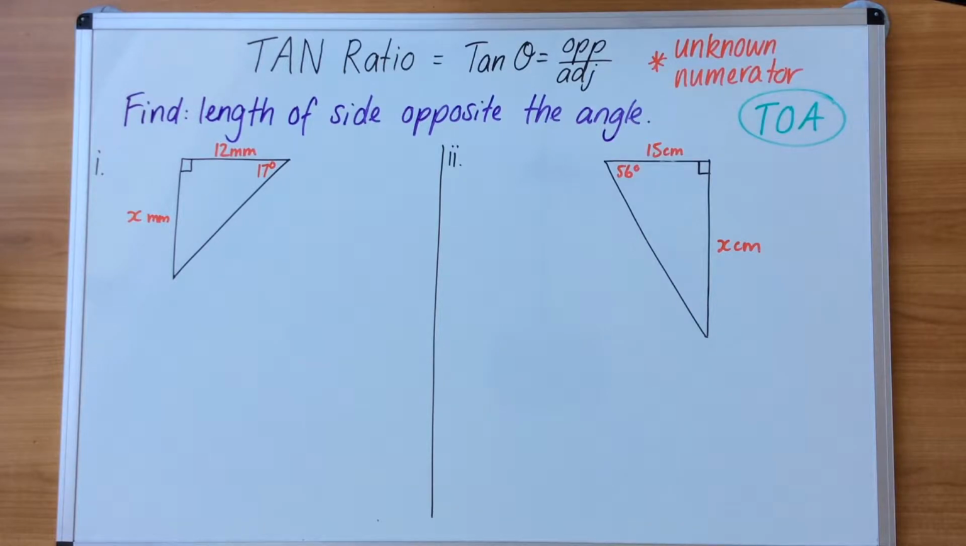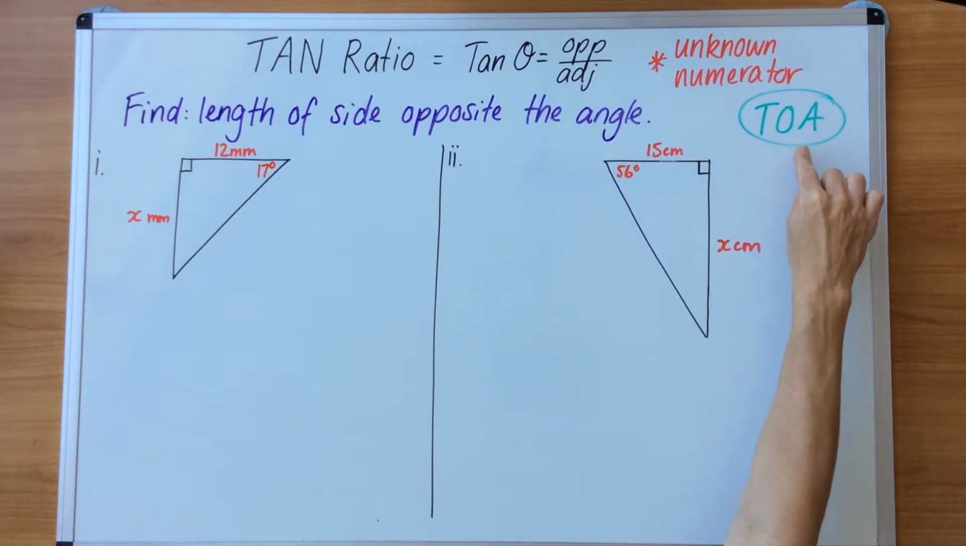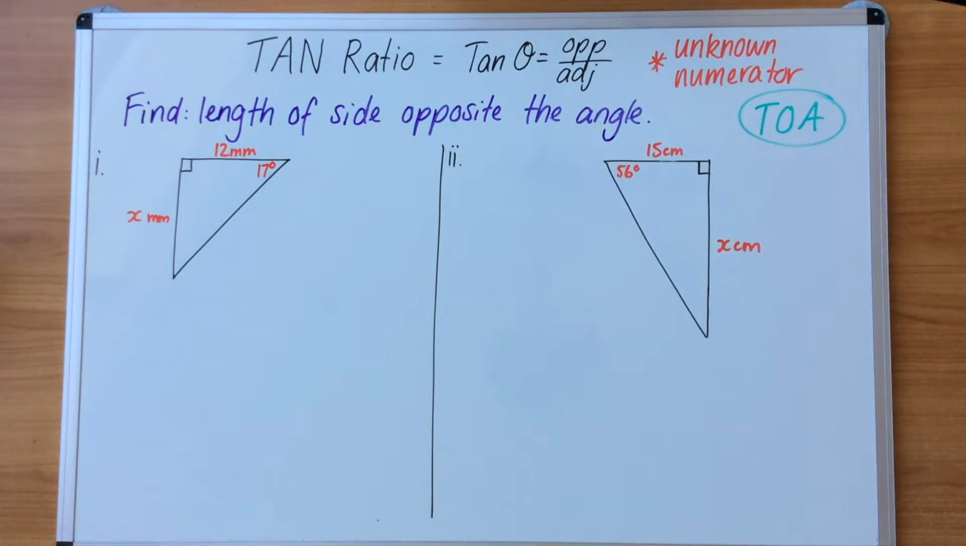SOH for sine, CAH for cos, and TOA for tan. TOA means tan equals opposite over adjacent, and it tells you which rule you need to use based on the information given to you in the triangle.